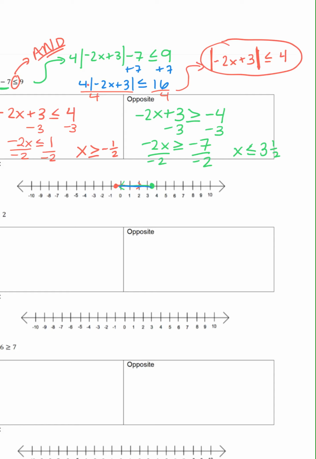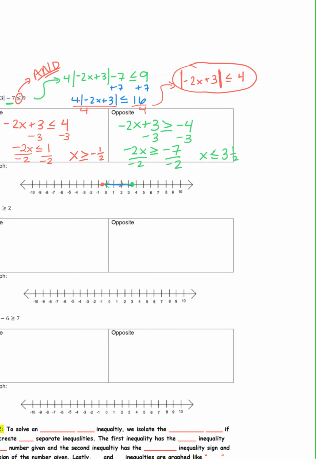All right, so then to write our solution, we know that it's either x is greater than or equal to negative 1/2 and x is less than or equal to 3.5. You can write it that way, or you can write your answer as x is in between your smallest number, which is negative 1/2, and your bigger number, 3.5. Either way, does not matter to me. The computer will take both of those ways.